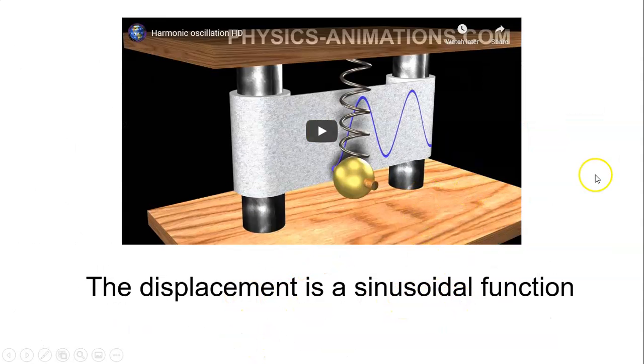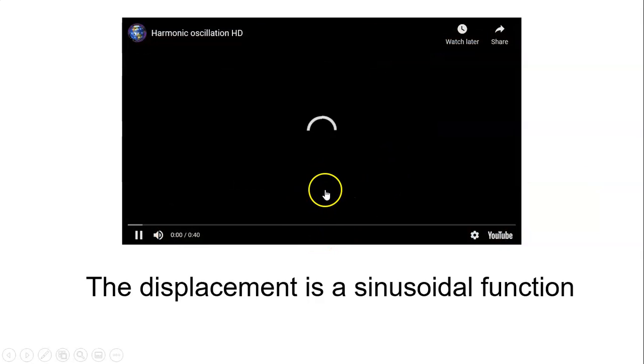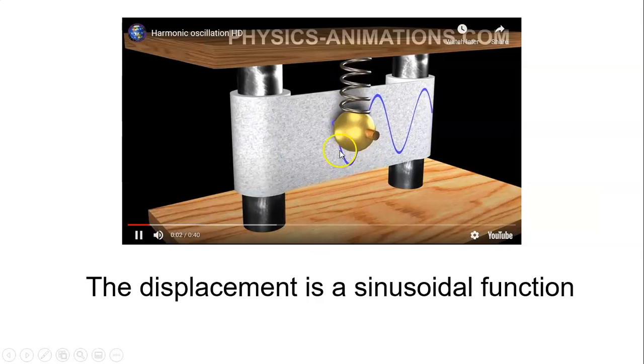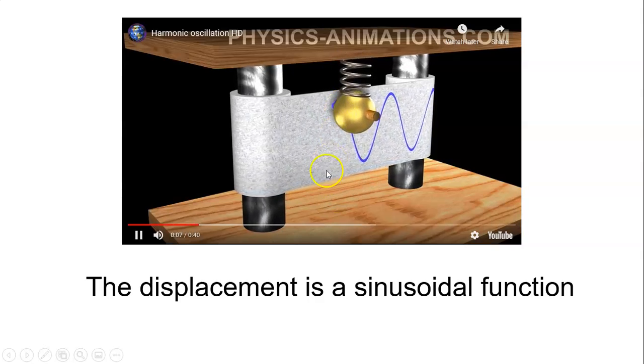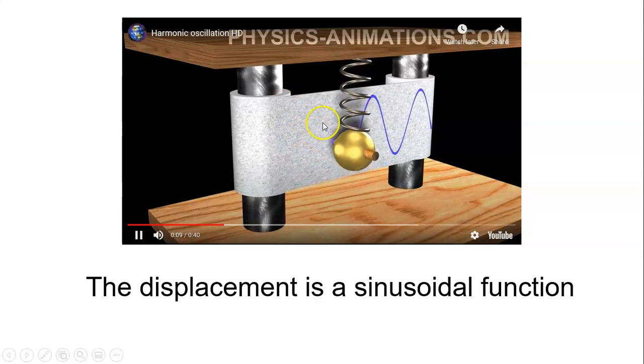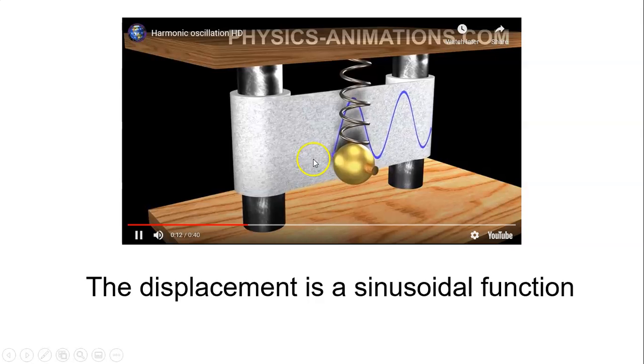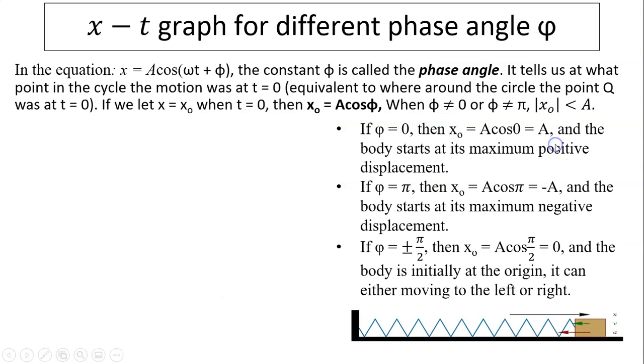Displacement is a sinusoidal wave. Let's take a look at this. This is the simple harmonic motion for an object vibrating on a spring. Its displacement is just a sine function. It can be represented as sine or cosine. It's just with a phase difference. The x-t graph for different phase phi. So in this equation, the angle phi is called the phase angle. It tells us at what point in the circle the motion was at t equals 0. It's equivalent to where around the circle the point Q was at t equals 0.